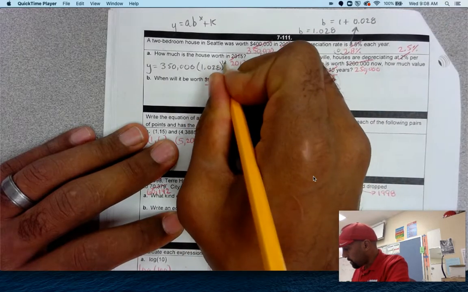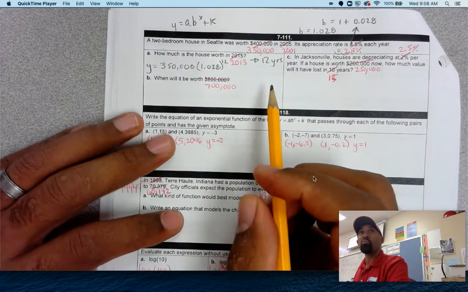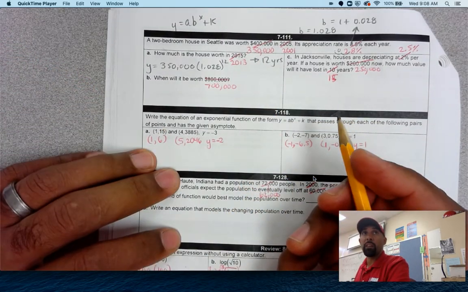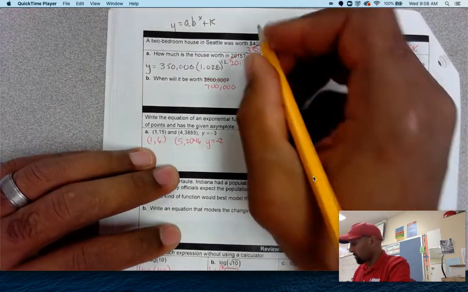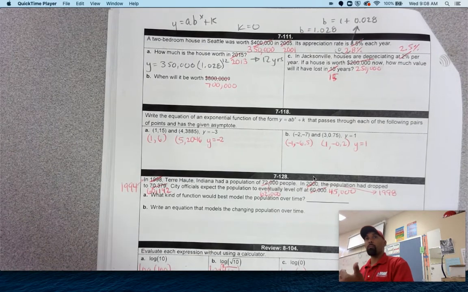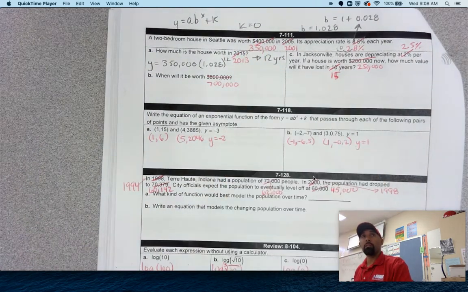So that's my value I put up there. Now in this case, there is no minimum value that they are stating, so we don't have a K value. The K value in this case is equal to 0. Unless they state some value where it's never going to go below or above, you would just make your K 0.